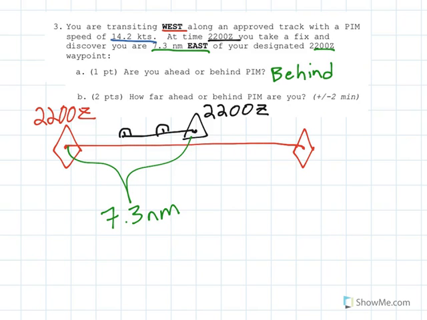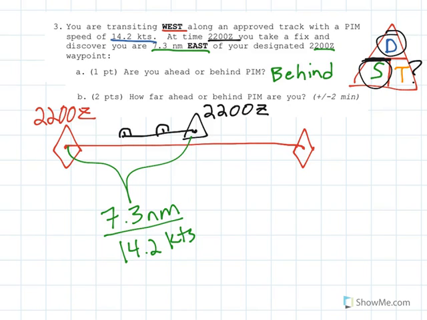So now we have to figure out how long it's going to take us to get from our 2200 Zulu fix to our 2200 Zulu waypoint. I always like to start by drawing our time, speed, distance triangle, distance on top, and then speed and time on the bottom. And we know our distance, 7.3 nautical miles. We also know our speed, because it's our PIM speed, 14.2 knots. We're looking for time. So we'll treat it like a fraction. We'll take our distance and divide by our speed. So let's do 7.3 nautical miles divided by 14.2 knots.